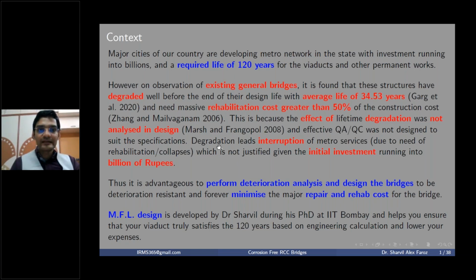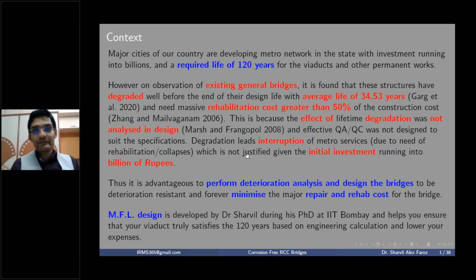And therefore, these kinds of deterioration lead to interruption, or we have to stop the services to do the repair and rehabilitation. So just imagine if we are making our metro railways for 120 years and they get deteriorated. Will it do justice to the billions of rupees that we are spending in constructing this metro?